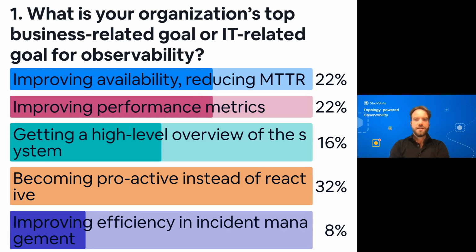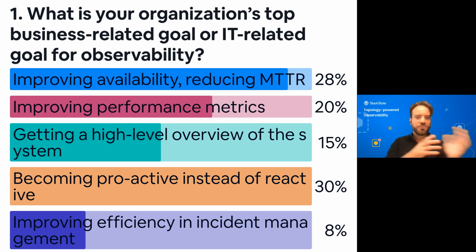So I think we're there. Shared first place between improving availability and reducing MTTR, and becoming proactive instead of reactive. That's very interesting because in terms of performance metrics, we're seeing a lot more of that lately, and there have been a bunch of blog posts about performance outages, or the new type of outages. But still, this improving availability and reducing MTTR.